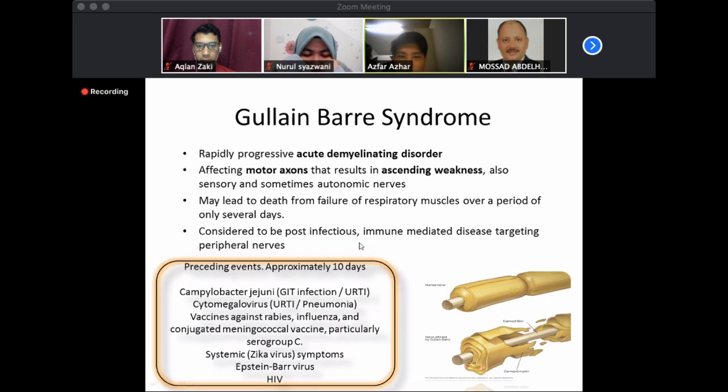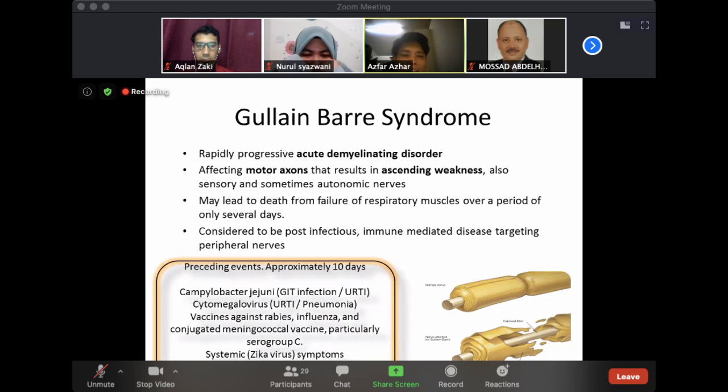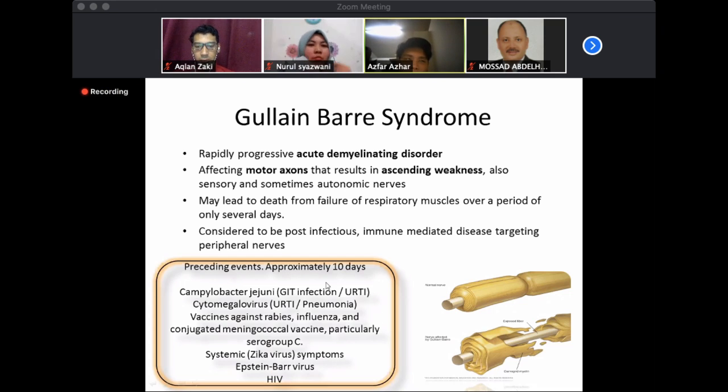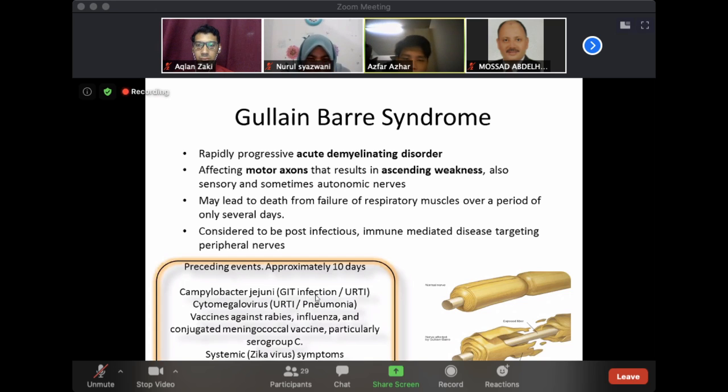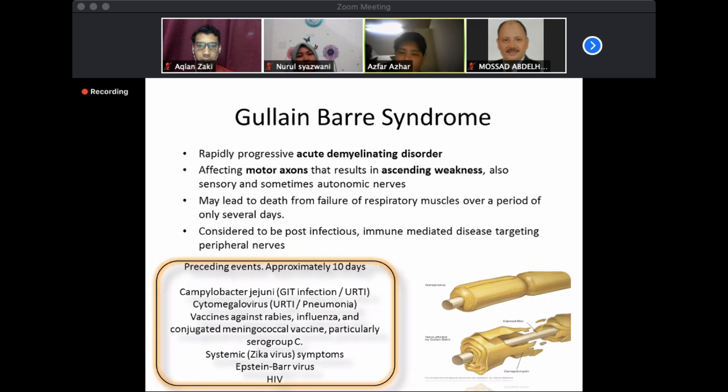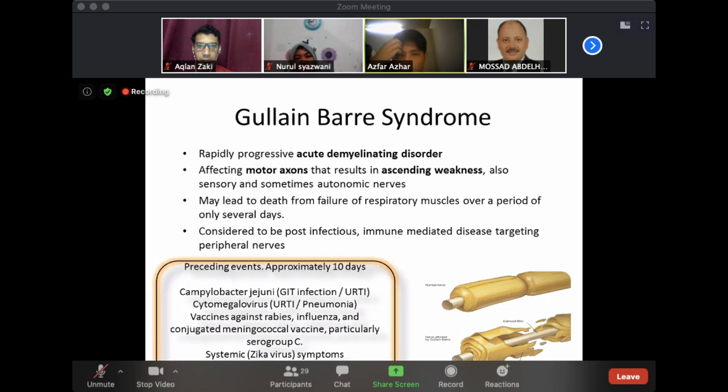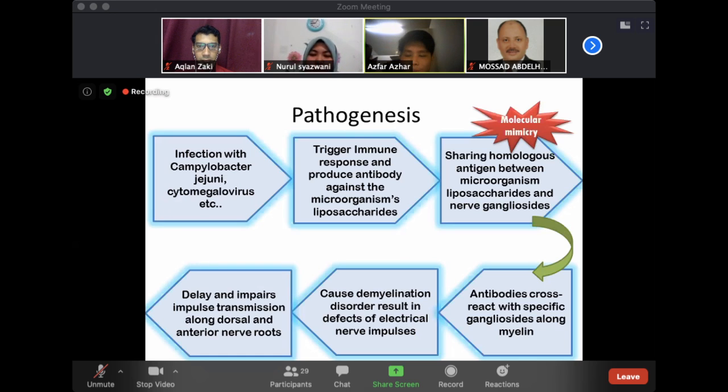It is considered to be post-infection, an immune-mediated disease targeting the peripheral nerves, because we know Guillain-Barré syndrome is always in our minds post-infectious with the organism Campylobacter jejuni, right? The preceding infection is about 10 days before, so the patient might come with symptoms of Campylobacter jejuni infection, for example a GI infection, diarrhea 10 days before the symptoms of Guillain-Barré syndrome develop. So that's an important history. Okay. So the pathogenesis of Guillain-Barré syndrome.